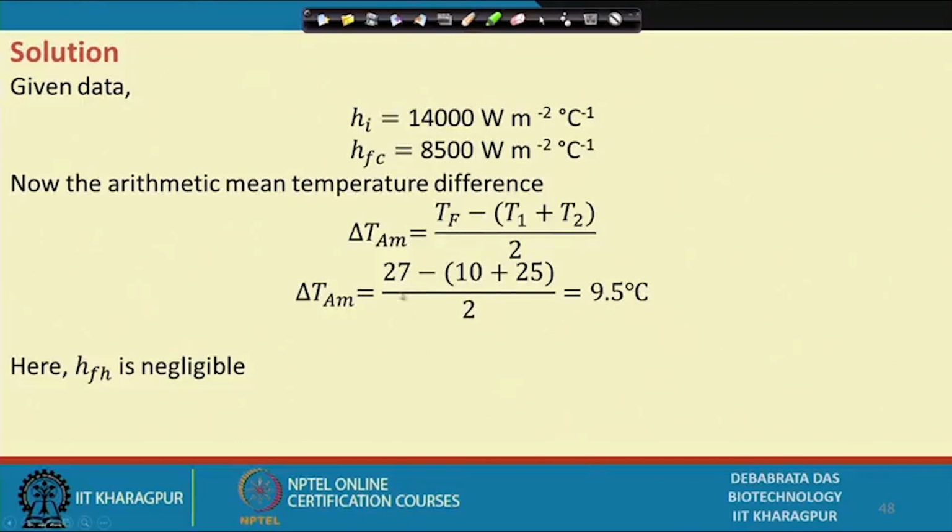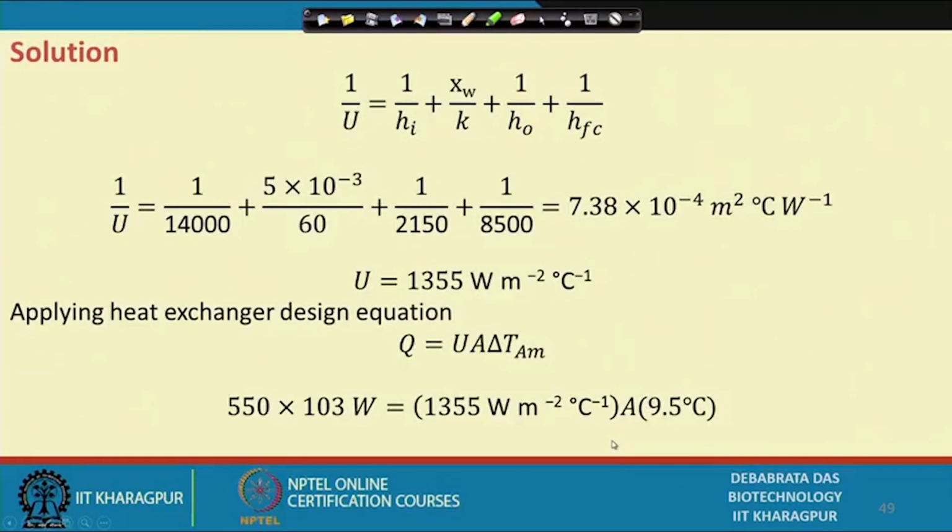So the final temperature is 27 degrees centigrade, and the mean of 10 and 25, that is (10 plus 25) by 2, we can easily find out. The fouling factor of the hot surface is neglected. Then this is the resistance that we have: 1 by U equal to this, which we can easily calculate, and we find the U value. Then we know the rate of heat transfer equals U into A into the temperature difference. If you put all this in, we can easily find the area required for the heat transfer, that is, the heating pipeline.